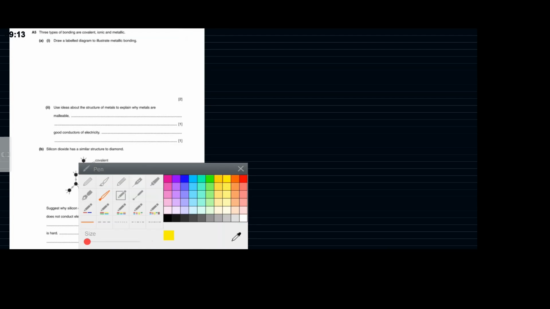Metallic bonding, right? So what we do, we draw the cations in a rigid lattice. Draw at least 3 layers of cations. And then draw the delocalized electrons.